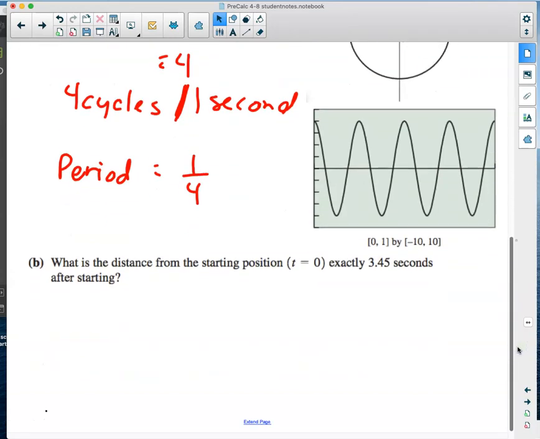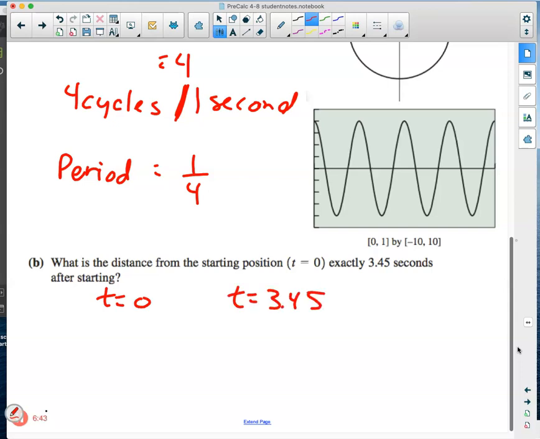So B says, what is the distance from the starting position at t equals 0, exactly 3.45 seconds after starting? So I need to know, well, what was the position at time equals 0? And what was the position at time equals 3.45 seconds, so I can figure out what's the difference between the two?